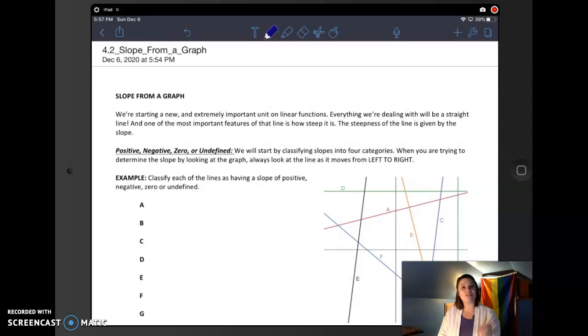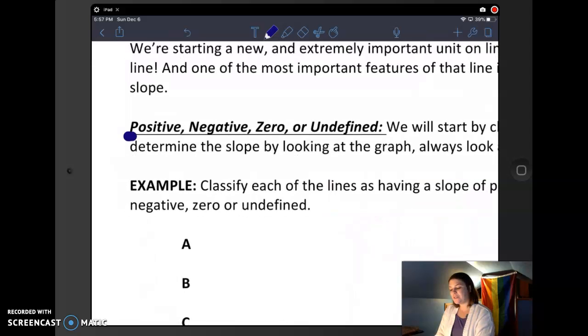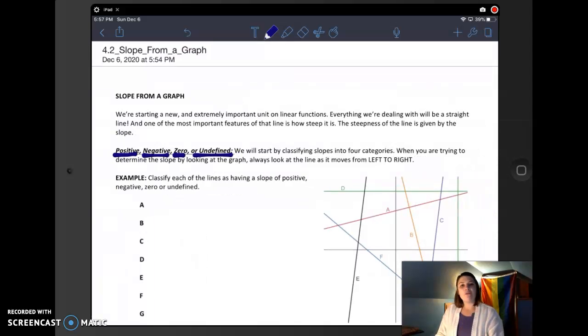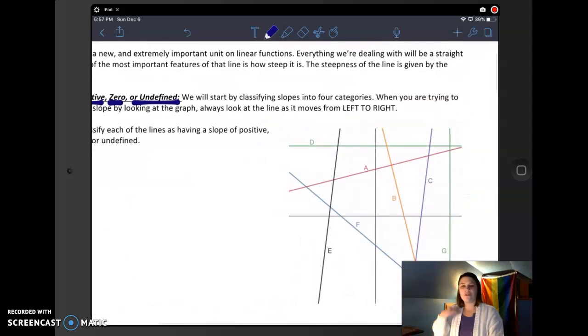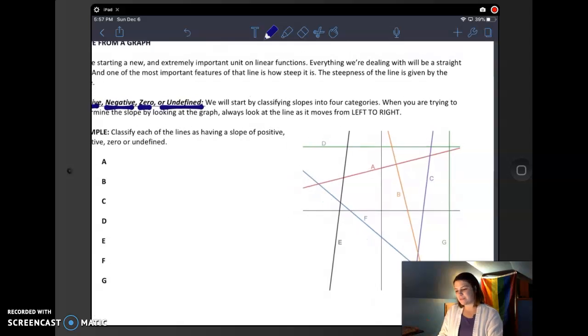There are 4 possible slopes that a line can have. They can have a positive slope, they can have a negative slope, a 0 slope, or something that's called an undefined slope. So we're going to start by looking at all of these lines that you see in here, and we're going to classify, which means put into categories, what type of slope it is.